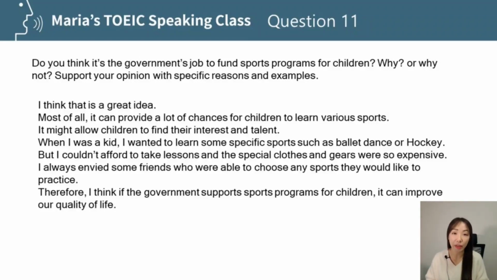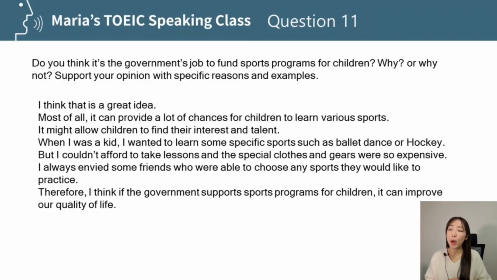그래서 네, 정부가 하는 일이라고 생각한다. Yes, I think that is a great idea. 좋은 생각인 것 같고 Most of all, it can provide a lot of chances for children to learn the various sports. 우선 아이들이 다양한 스포츠를 배울 수 있게 많은 기회가 제공되지 않겠습니까? 그죠? It might allow children to find their interest and talent. 그죠? 그래서 interest, 흥미, talent, 적성, 적성과 재능, 자신의 재능을 또 발견할 수 있는 기회가 될 것 같다.